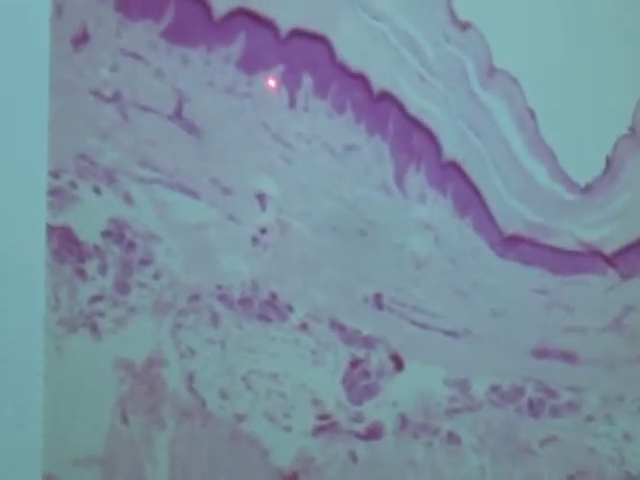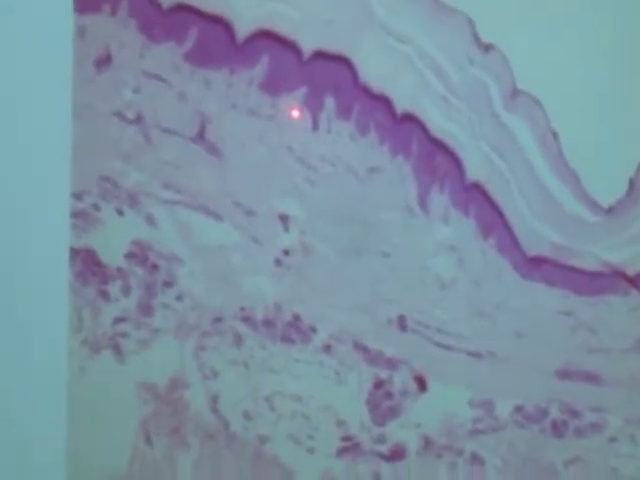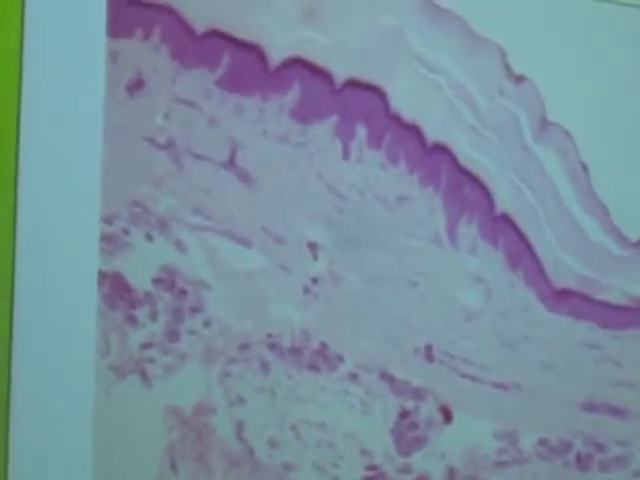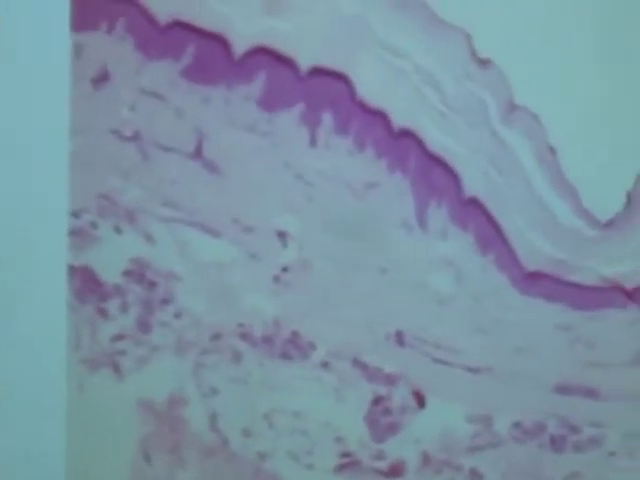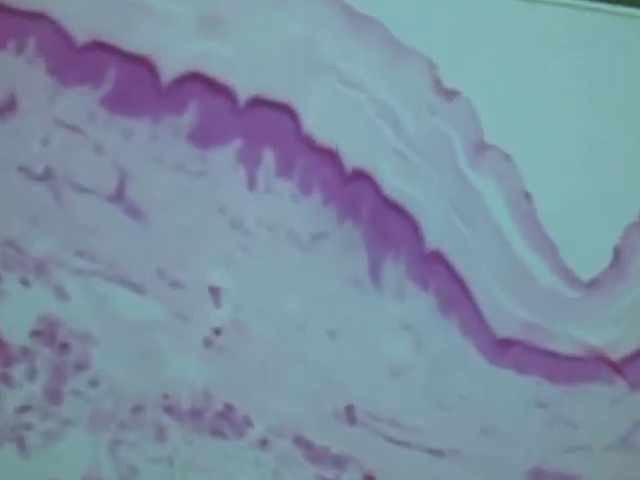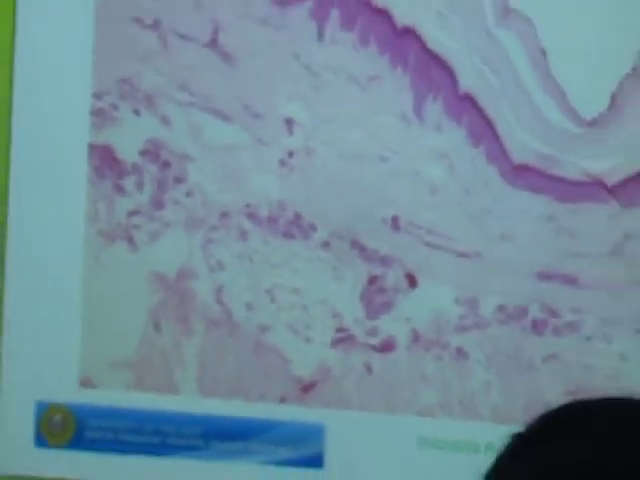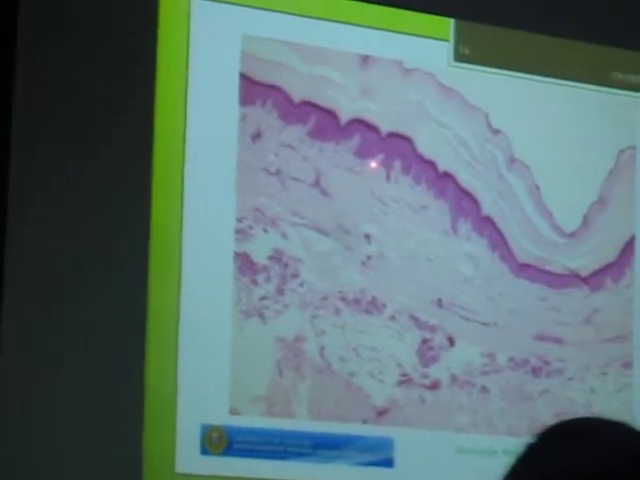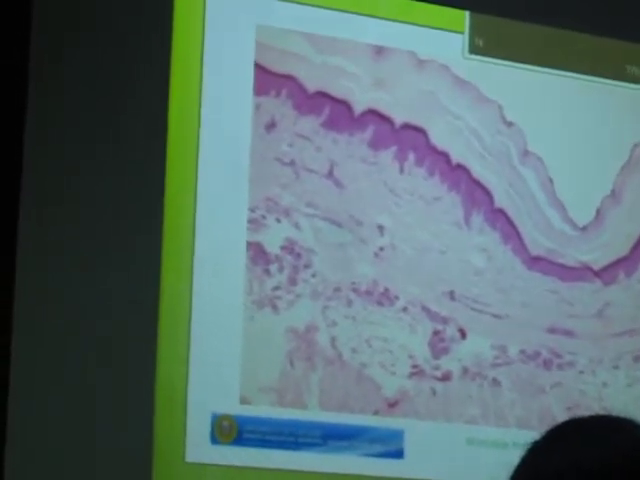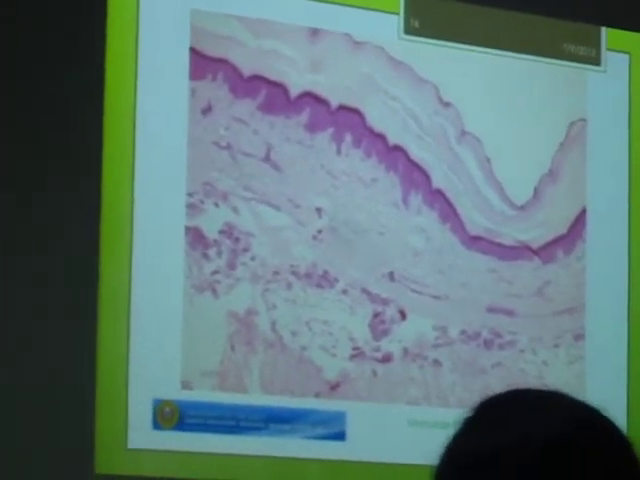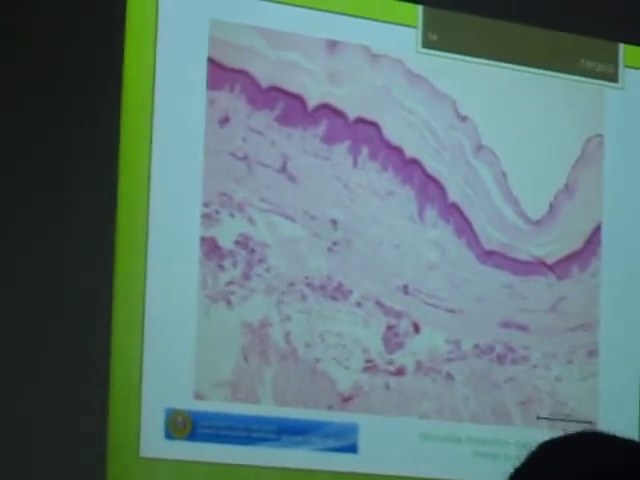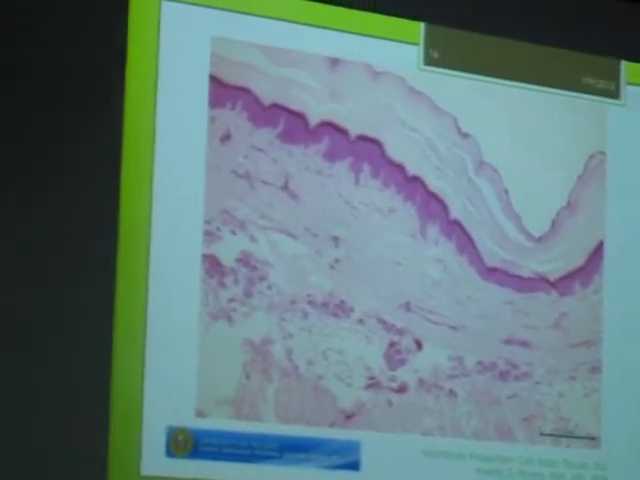Anong layer ba to? Is this part of the dermis or epidermis? Dermis. So how many layers of the dermis? 4 or 5? Ilang layers ang dermis? 2 lang. So what is this layer? Papillary. The papillary dermis. Okay, so your answer is papillary dermis. Should be complete with dermis, papillary dermis.